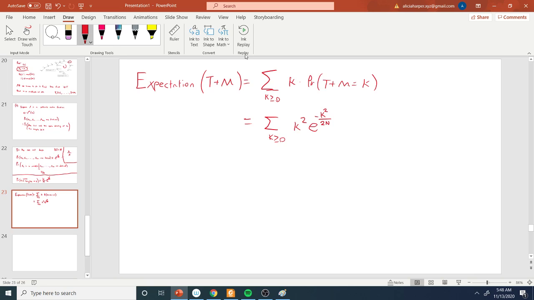So we can estimate this quantity by consideration of the following integral. We're going to look at the integral from 0 to infinity of x squared times e to the negative x squared divided by 2 to the n. And in calculus, you learn that this integral is approximately equal to this sum.